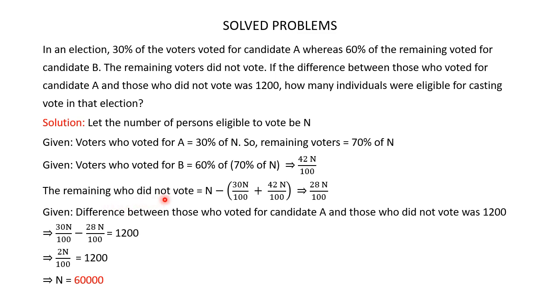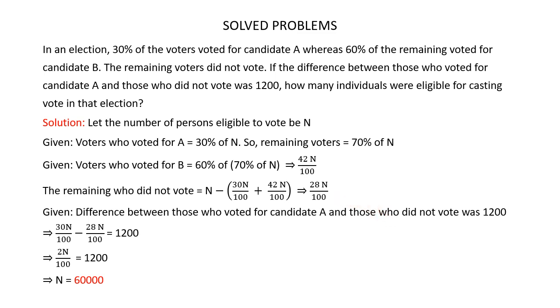Now the remaining who did not vote is n minus 30n upon 100 plus 42n upon 100. On solving, we get 28n upon 100. So the remaining who did not vote is 28n by 100. Now it's given that the difference between those who voted for candidate A and those who did not vote was 1,200. We know that those who voted for candidate A is 30n by 100, and those who did not vote is 28n by 100.